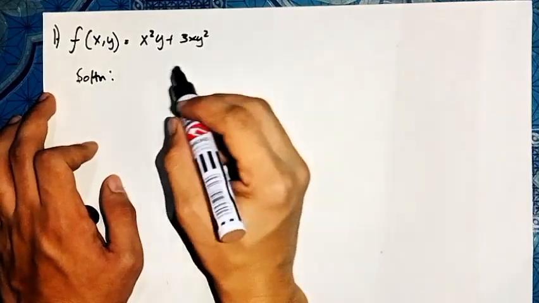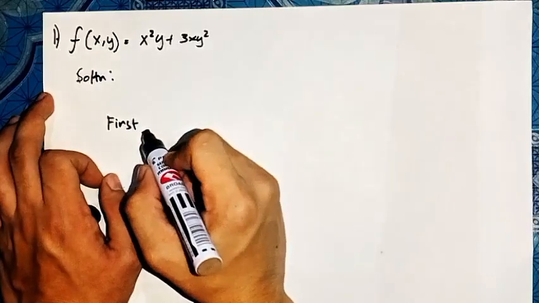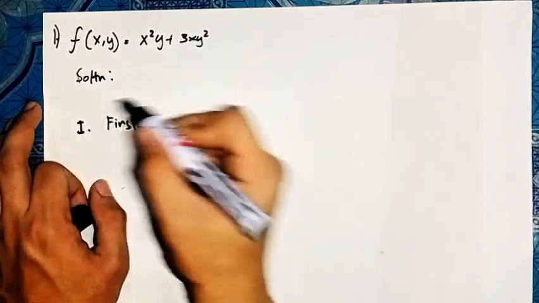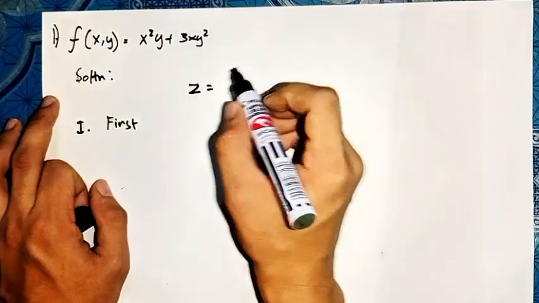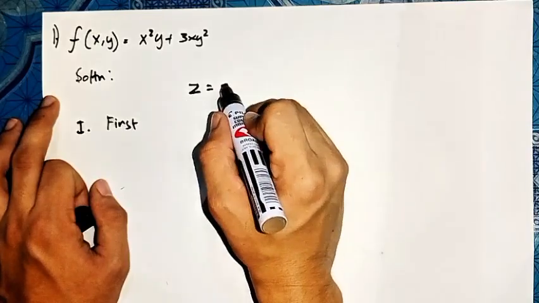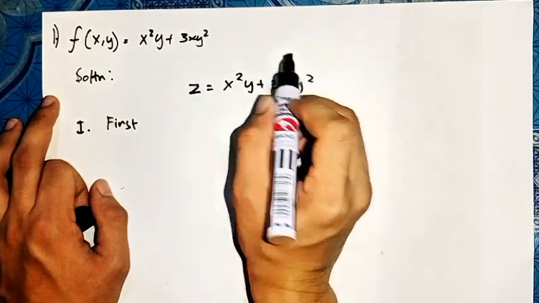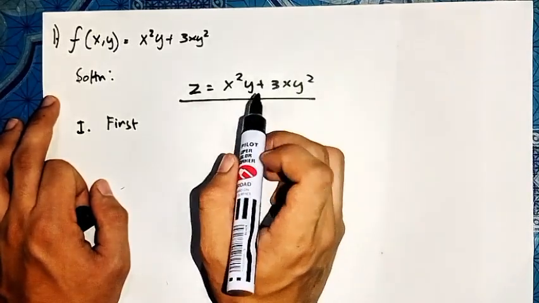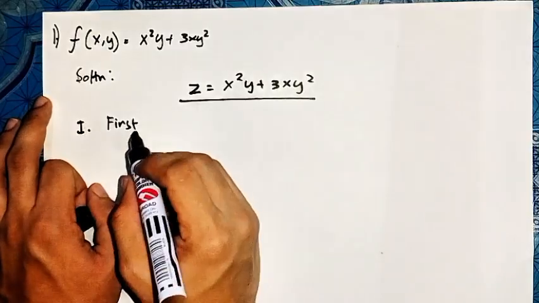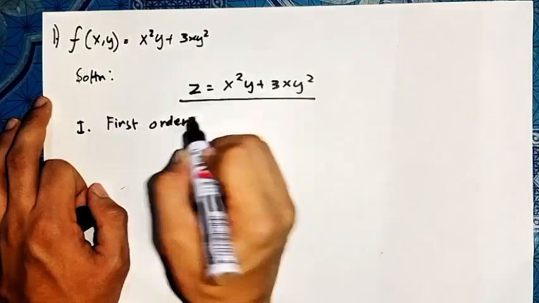Now, to solve the first order partial derivative, we will let f of x and y be z, so z is equal to x squared y plus 3xy squared. This is the function we will use. So, let's find first the first order partial derivative.